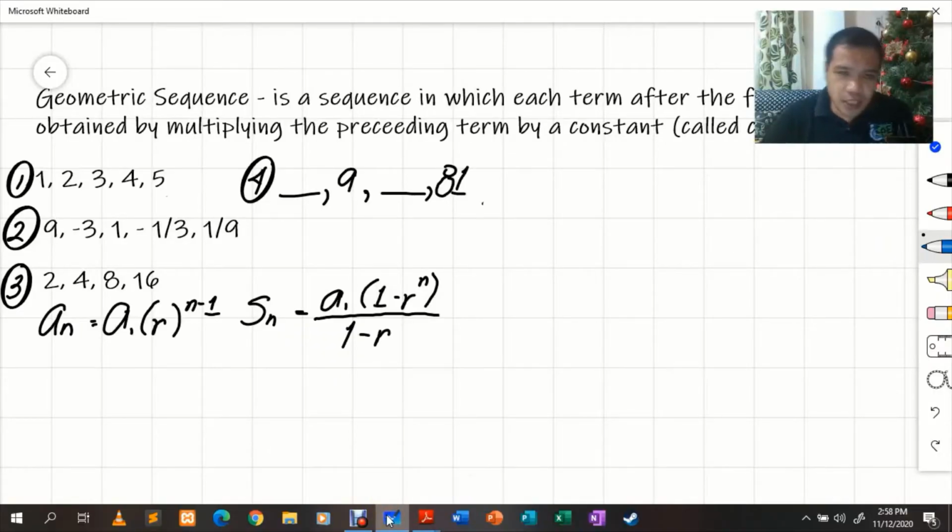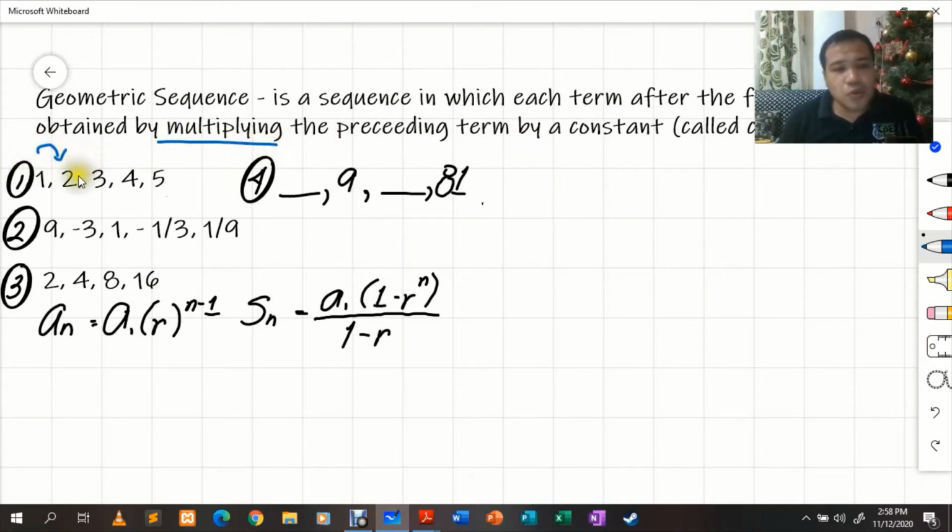So, for the geometric sequence, the definition is a sequence in which each term after the first is obtained by multiplying the preceding term by a constant called the common ratio. So, kung matatandaan ninyo, sa arithmetic, we are adding a constant. Pero sa geometric, we are multiplying a constant. So, let's check the first example.